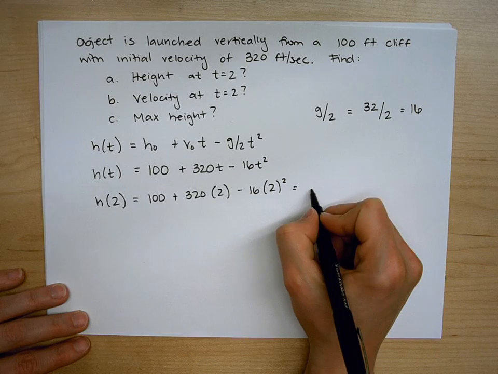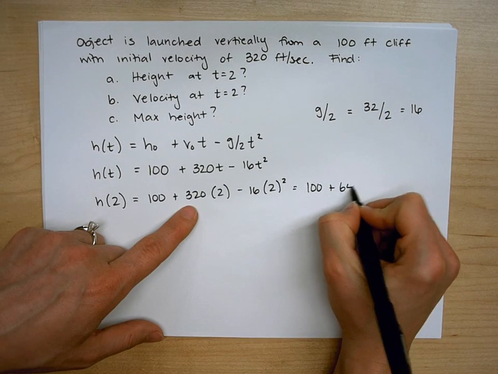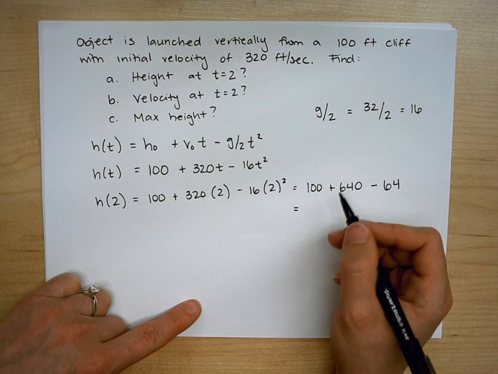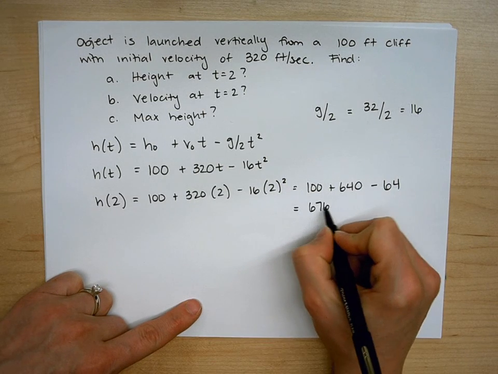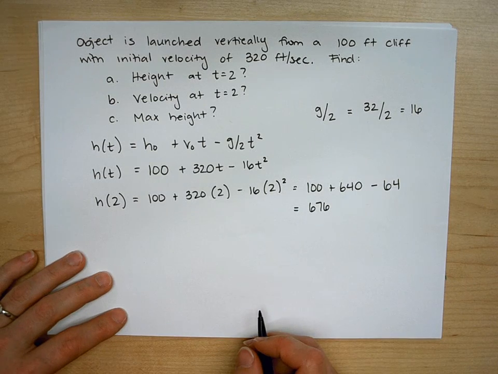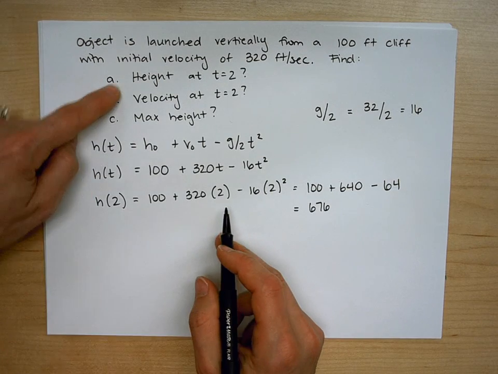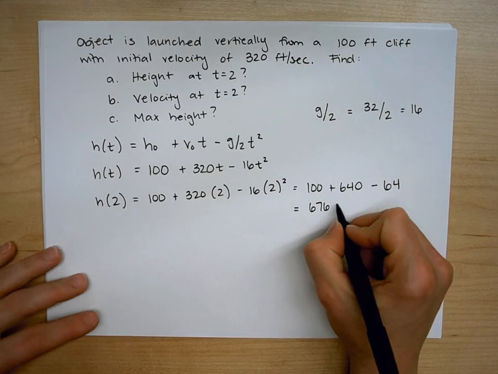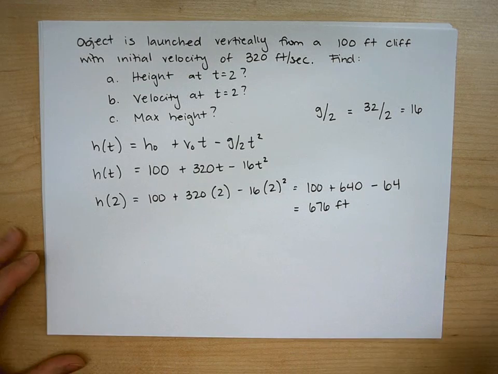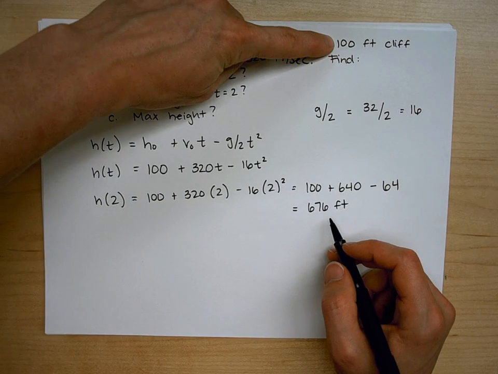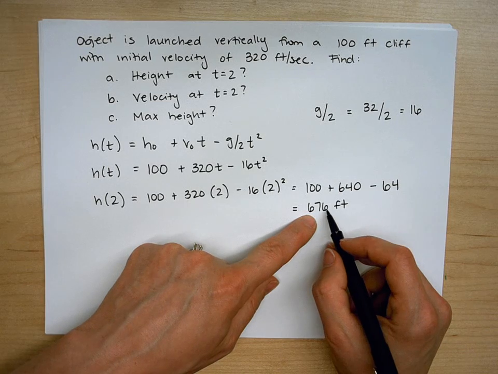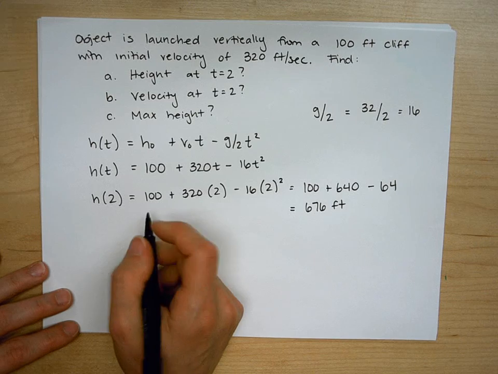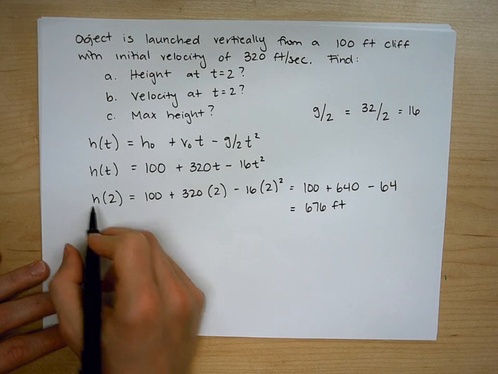Okay, so I get 100, 640, minus, that would be 64. So that comes out to 676. Okay, and let's think about what those units would be also. So this is the height after 2 seconds. So the height then would be in terms of feet. Okay, so that's pretty good. We started at a 100-foot cliff, and after 2 seconds, it had gone up to 676 feet. Okay, all right, so let's answer, this is part A.